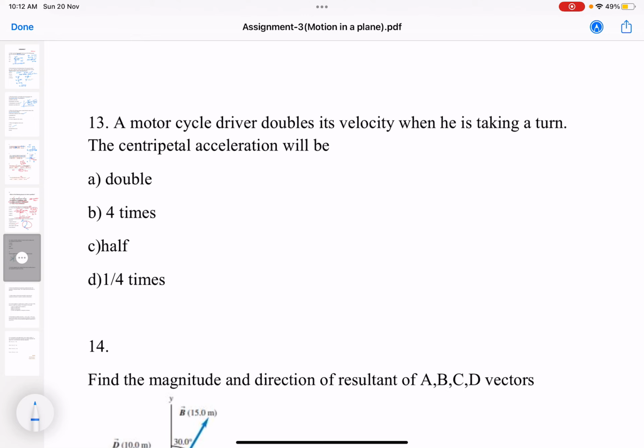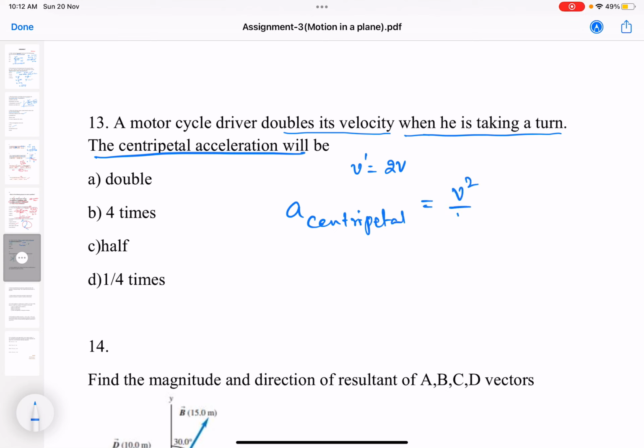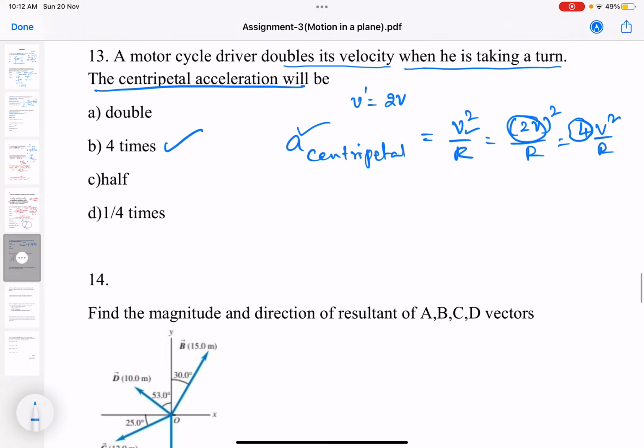A motorcycle driver doubles his velocity when he is taking a turn. So velocity is doubled. The centripetal acceleration will be, so we know the centripetal acceleration formula. What is the formula for centripetal acceleration? v square by r. That means if v is doubled, that is 2v whole square by r, that means 4v square by r. If velocity gets doubled, centripetal acceleration will become 4 times. So the answer is 4 times.